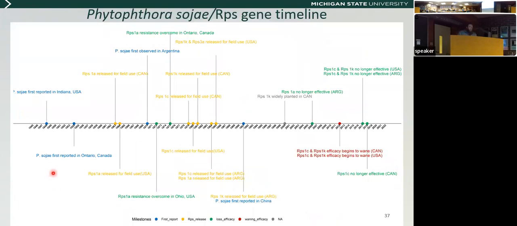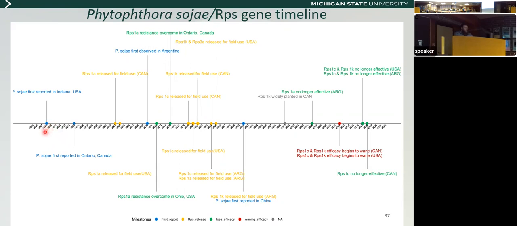So taking all that into consideration, I made this timeline chart here for the history of Phytophthora sojae in the US, Canada, Argentina, and China. Blue text indicates a first report of the organism in that country. Yellow text is the release of an RPS gene for commercial use. Green would be a loss of efficacy of individual resistance genes, and red would be a waning efficacy, so we start to see the percent of isolates pathogenic increase on that resistance gene, but it hasn't led to a total loss yet.